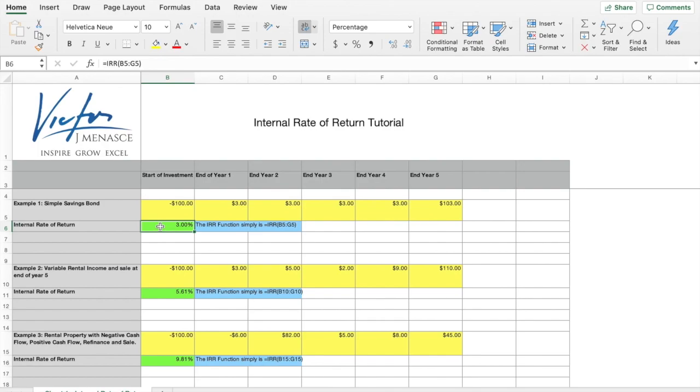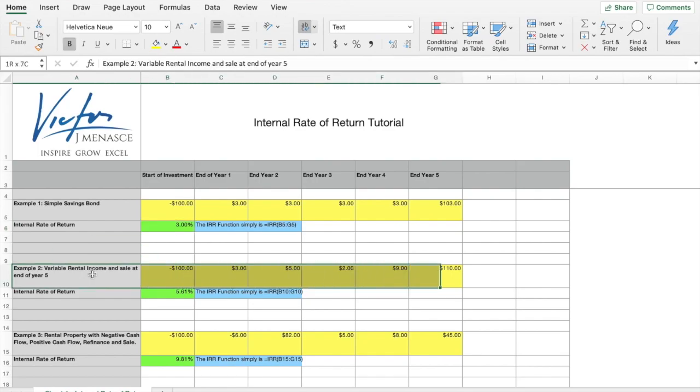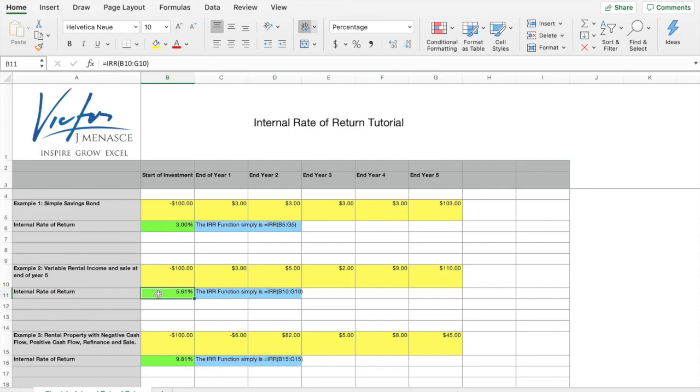The second example is similar in that you put in $100 at the beginning of the investment, but it's a rental property. Its income is going to vary a little bit year by year. At the end of year 1, you get $3 back. By year 2, you get $5 back. In year 3, you have a bit of a down year. You only get $2. In year 4, you get $9. And in the final year, you sell the property and you get some rental income. So you get a total of $110 back in the end of year 5. The beauty of the IRR function is it's able to handle an arbitrary stream of cash flows.